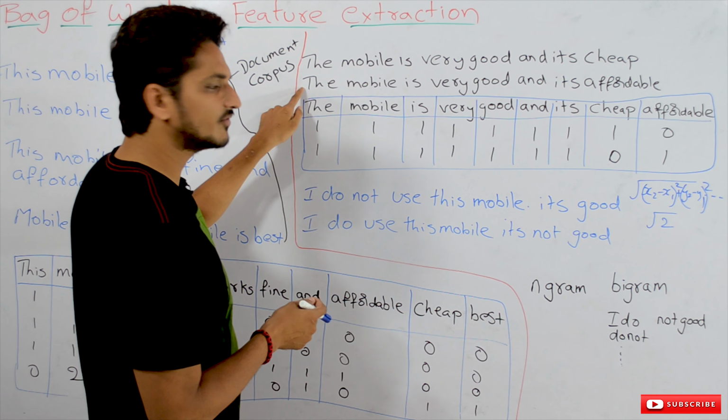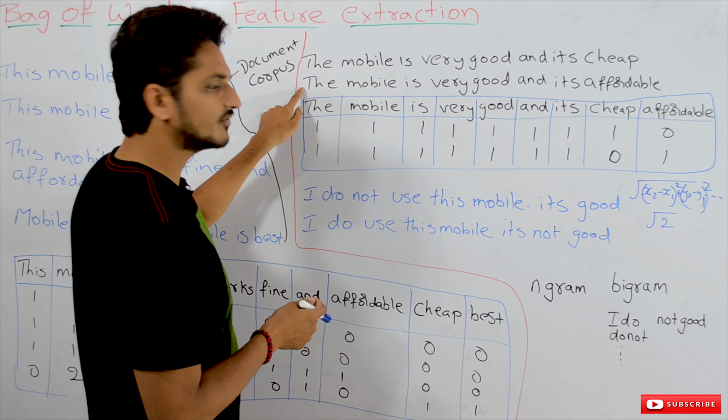All are taken as features, and "da" is present one time, mobile is present one time, "is" is present one time, very is present one time, good is present one time, and "and" is present one time. It's cheap. Affordable is not there in this content. That's why we have written 0. Like that we have converted into bag of words.